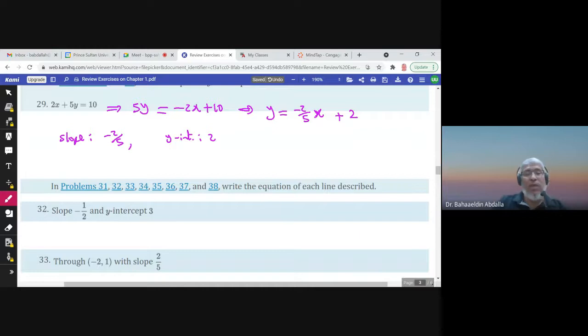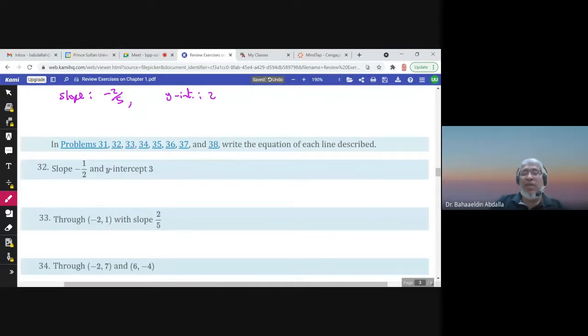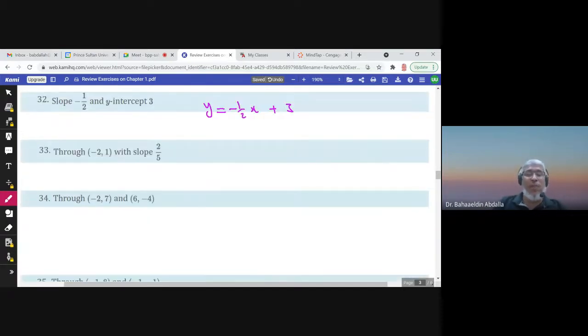29. Now, write the equation of each line described. We need here the equation of the line. We have the slope and the y-intercept, so we can use this form, slope-intercept form. Slope is -1/2 and y-intercept is 3. y equals mx plus b, y equals -1/2 x plus b.